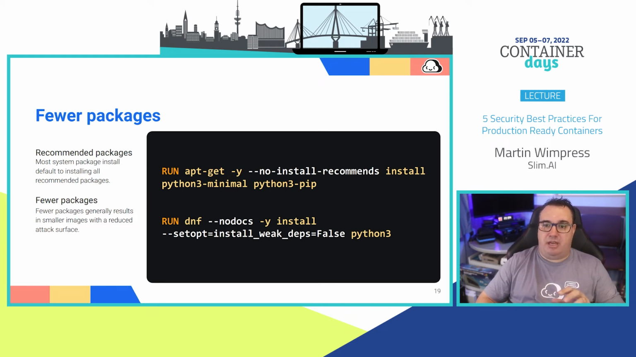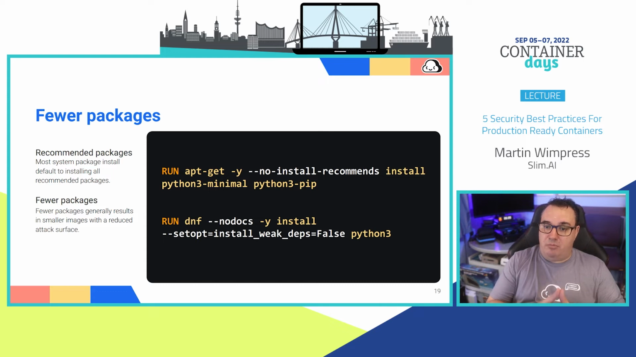More packages make the container image larger, which in turn increases the attack surface of your container. So when you need to install system packages, avoid installing the recommended dependencies. I've included examples here for Ubuntu and RHEL that install Python 3 without the unnecessary recommended packages. Using --no-install-recommends in my Ubuntu based image reduces the container size by 300 megabytes.